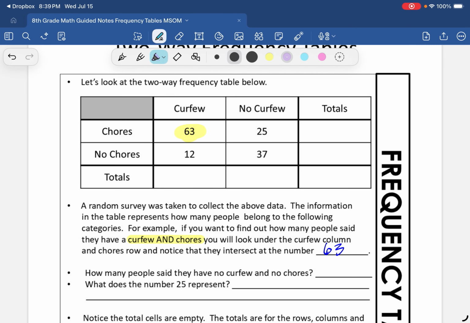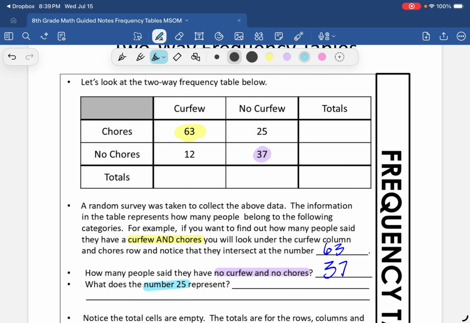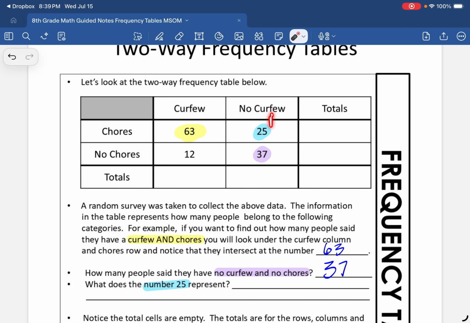How many people said they have no curfew and no chores? So no curfew and no chores going across would be this number right there, 37. What does the number 25 represent? So here's 25. That's in the no curfew and chores column. So that is how many people have no curfew but do have chores.